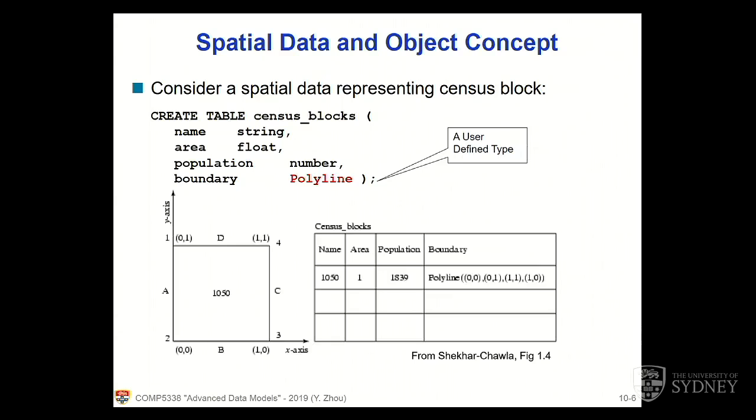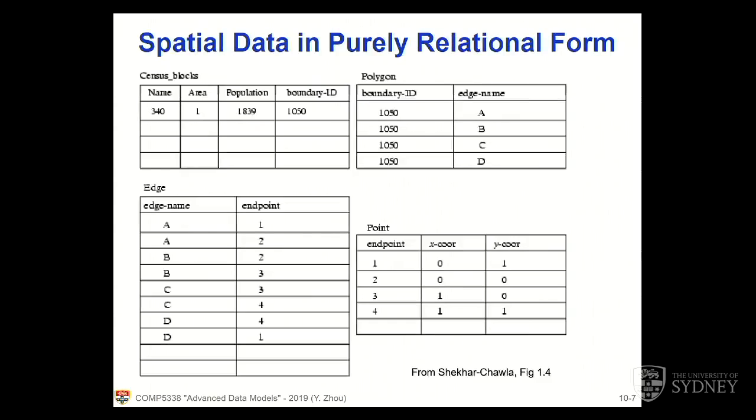But in pure relational format, assume we can't define any type. We have to rely on predefined simple types. Then we need quite a few tables, and we have to join them together. So we have our main table, census block, with name, area, population. And for the boundary, because it's a complex type, we can't put it here without a user-defined type. So we need a reference. We only put an ID here, referencing something in another table called the polygon table.